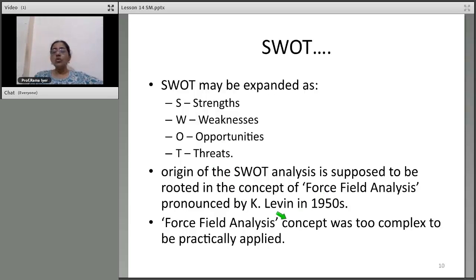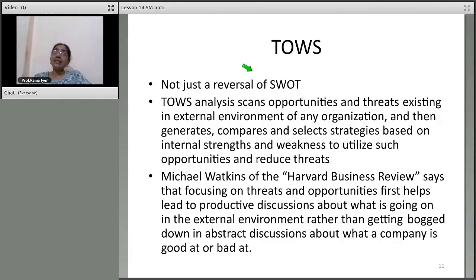Okay. So this is your expansion, and originally it came out in the form of force field analysis. It was pronounced by Lewin in the 1950s, and the force field analysis concept was too complex, and that's when they developed some simpler method. One of them was SWOT. So SWOT can be successfully employed in every organization. All they will find out is what are their own strengths, what are their own weaknesses, what are the outside problems, and what are the things outside which they can use, which is opportunities. And it can be used in any kind of organization.